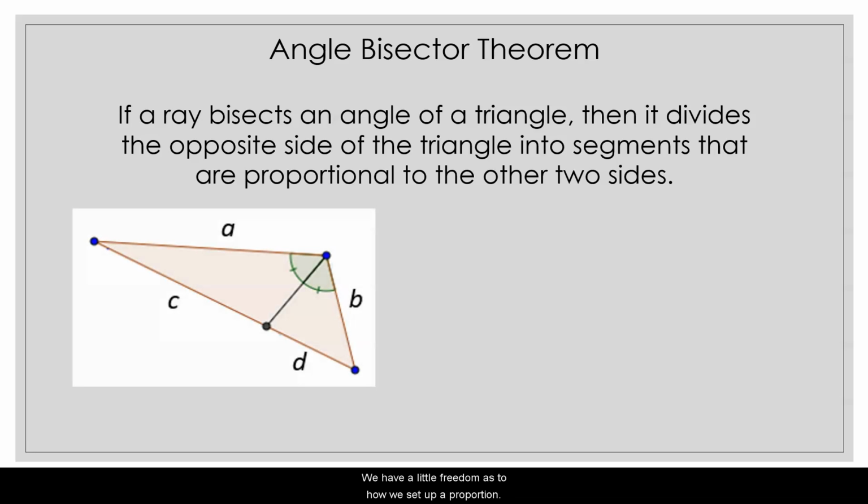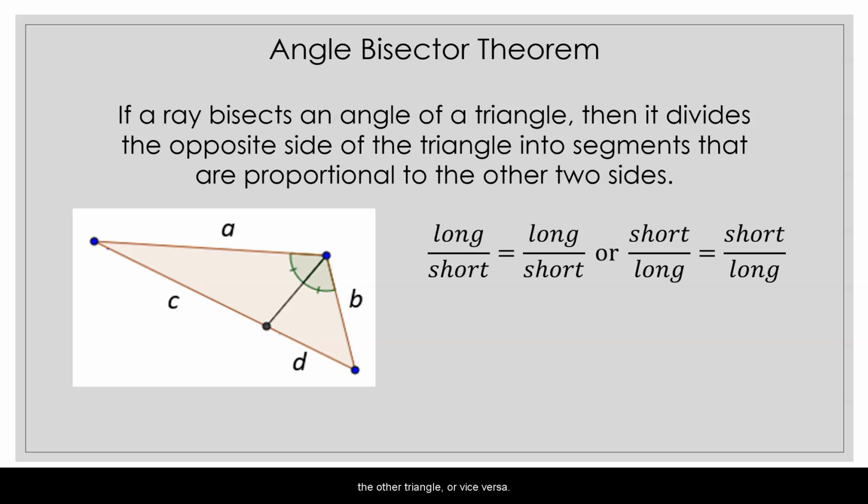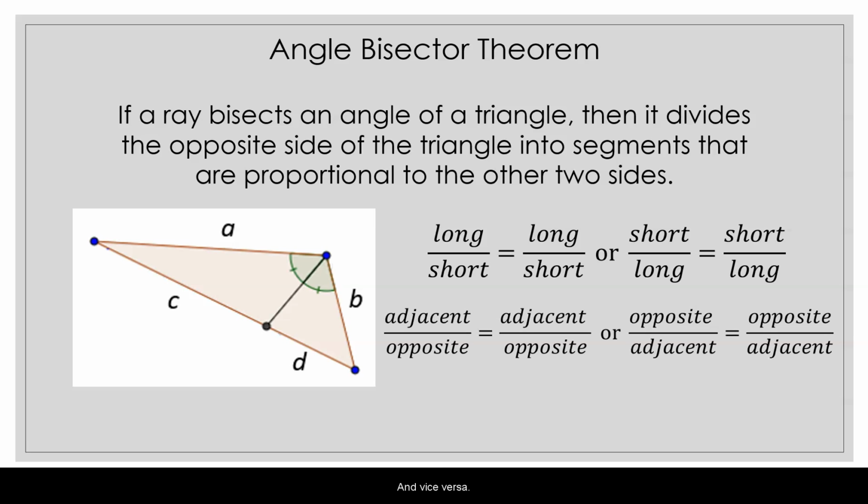We have a little freedom as to how we set up our proportions. We can say the proportion of the long side over the short side of one triangle is equal to long side over short side of the other triangle, or vice versa. We could also say adjacent over short of one to adjacent over short of the other, and vice versa, or just writing the letters would be much easier.